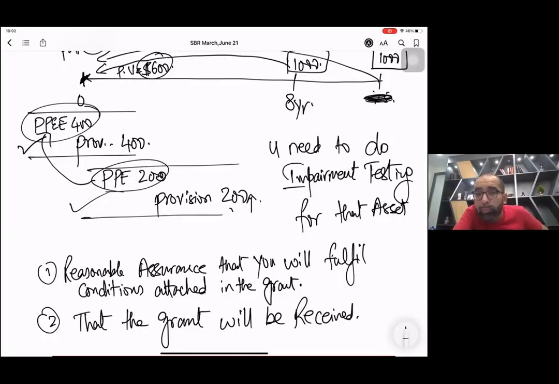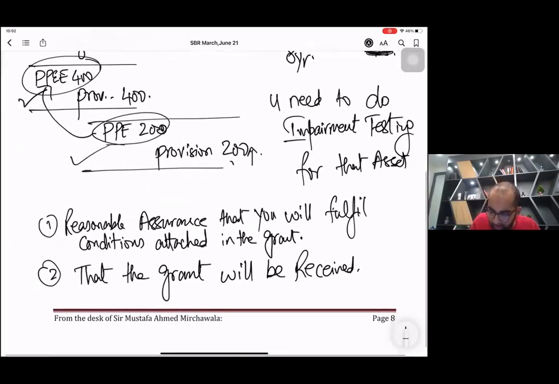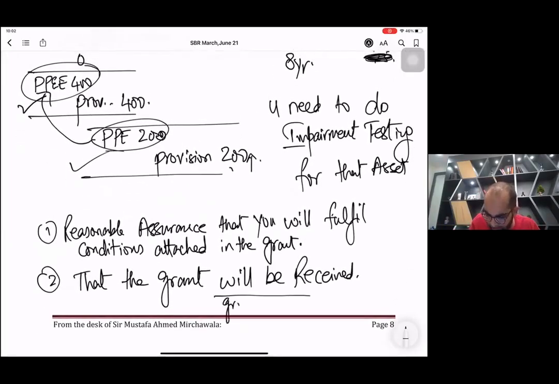And the point number 2, that the grant will be received. That means the government authorities has also approved or issued a letter to us. Yes, we will give you grant. So the day we'll receive this approval or confirmation, then we'll make the entry. Then we'll make the entry grant receivable debit and P&L credit.